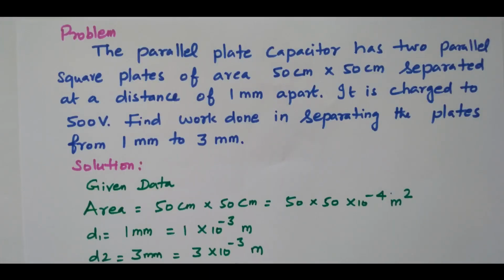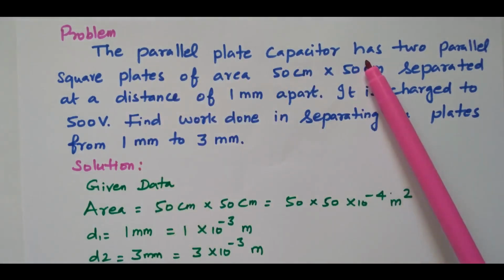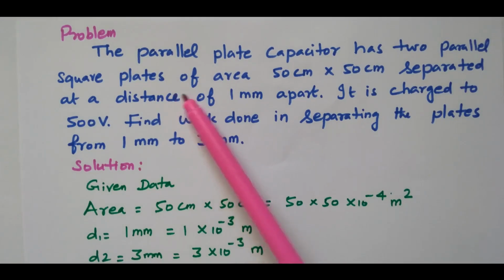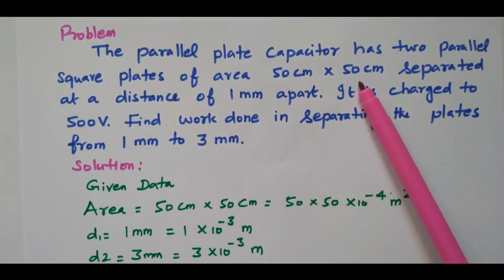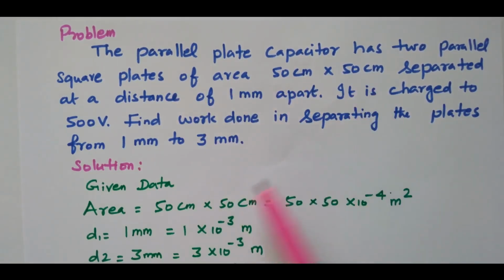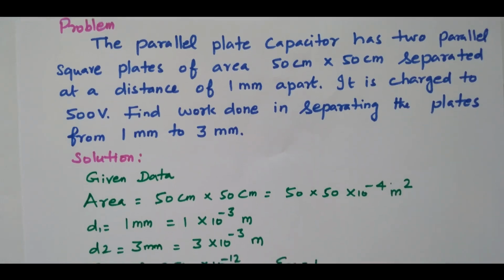So based on this energy stored and energy density, we will see one problem. We have a parallel plate capacitor with two parallel square plates of area 50 cm into 50 cm. The area is 50 into 50, 10 to the power minus 4 meter square. By converting centimeter to meter, we need to multiply by 10 to the power minus 2, here 2 terms are available, so that is 10 to the power minus 4 meter square.